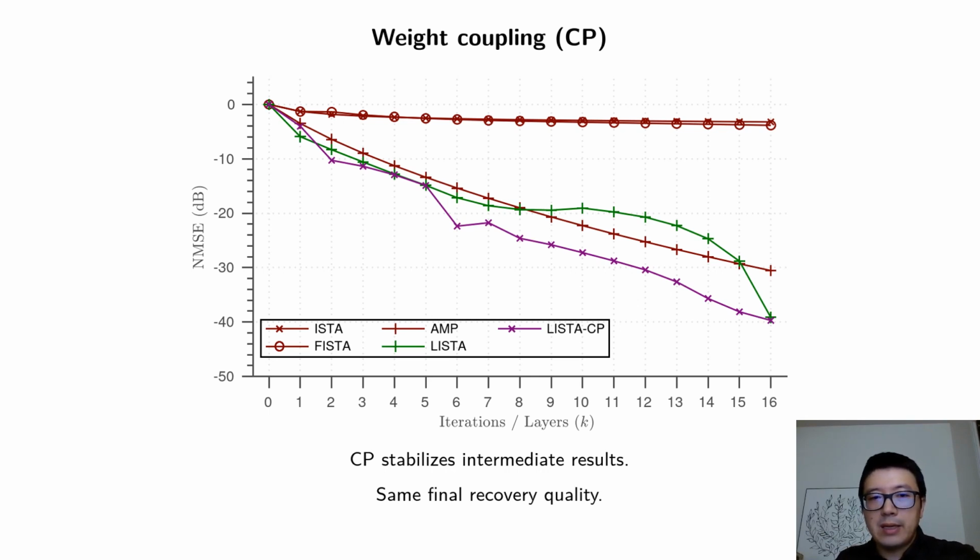The red one is approximate message passing. The green one is Gregor and LeCun's LISTA algorithm, which learns everything. And LISTA-CP is the weight coupling, which learns only W1 and sets W2 according to W1. As you can see, the coupling technique improves the convergence speed and has the same final quality.